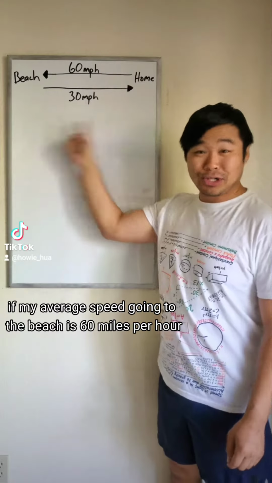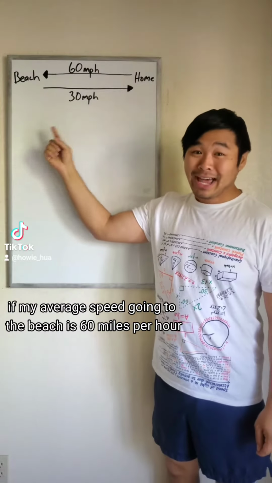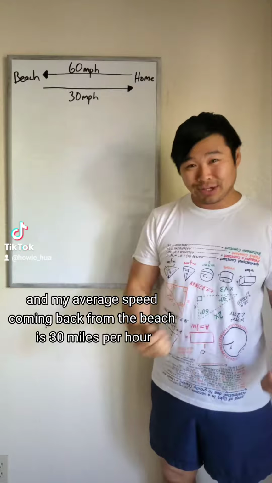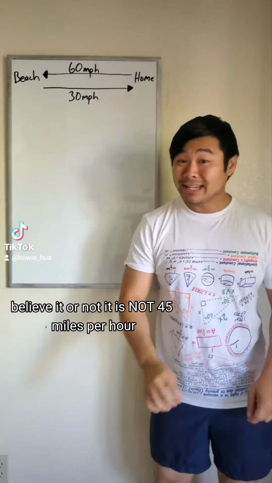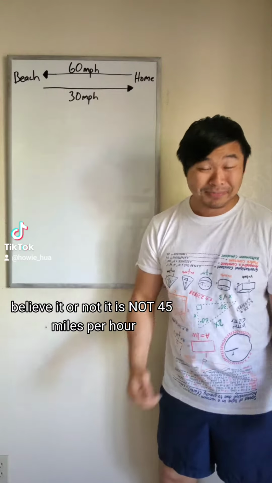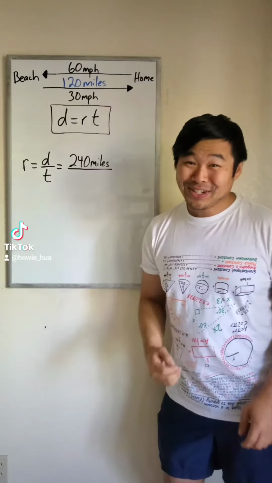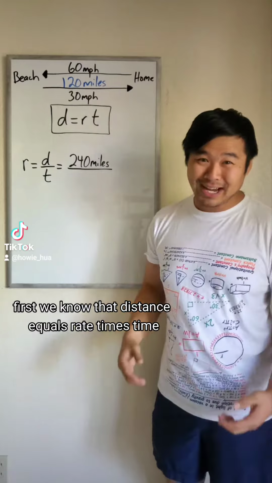If my average speed going to the beach is 60 miles per hour, and my average speed coming back from the beach is 30 miles per hour, what's my average speed overall? Believe it or not, it is not 45 miles per hour. Let's see why. First, we know that distance equals rate times time.